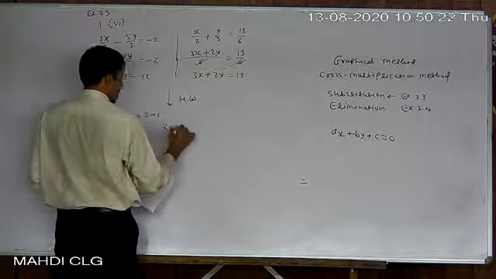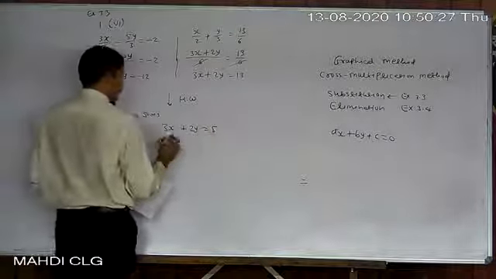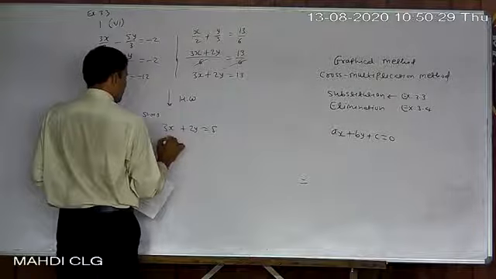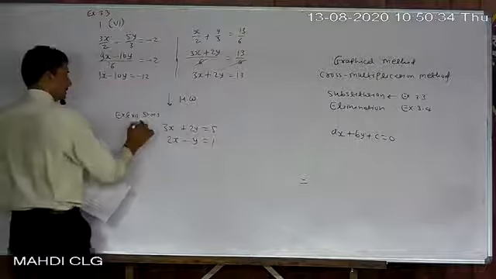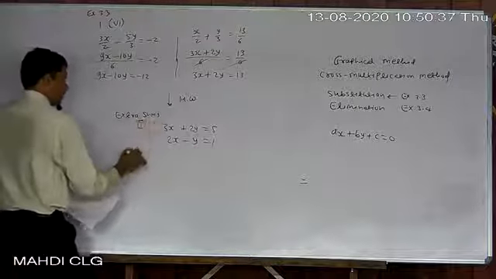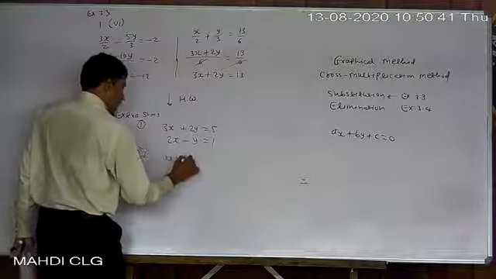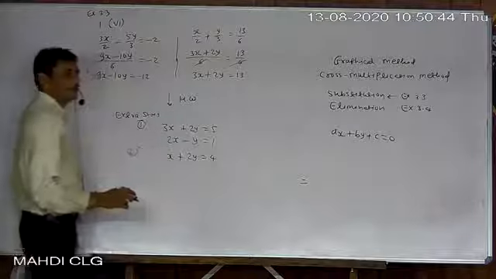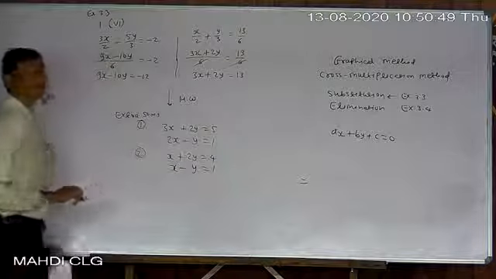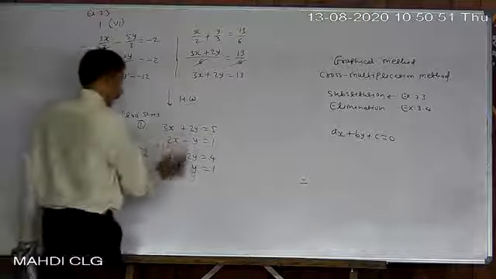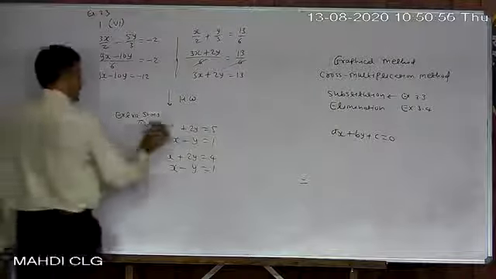3x plus 2y equal to 5. 2x minus y equal to 1. Okay, so this is extra first sum, and extra second now: x plus 2y equal to 4. x minus y equal to 1. Okay, so these 2 sums as well as this sum, so total 3 sums are in homework.